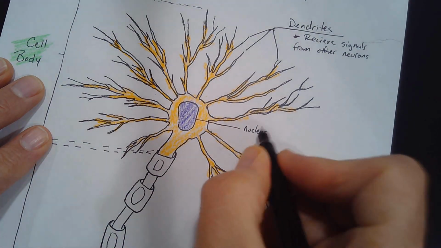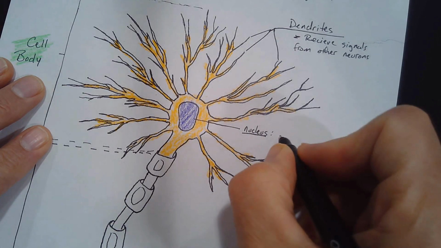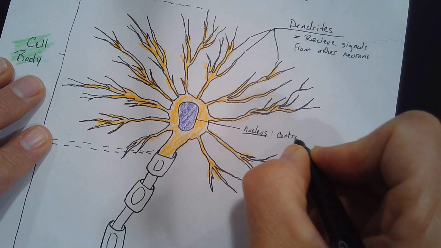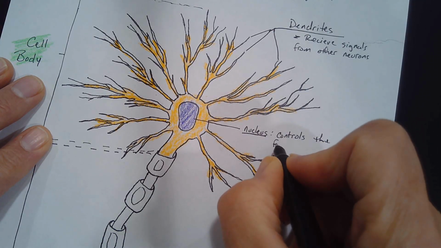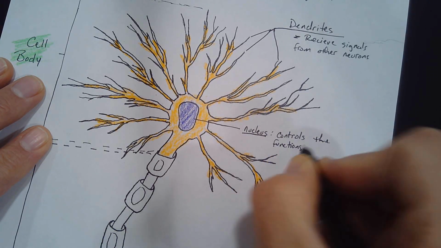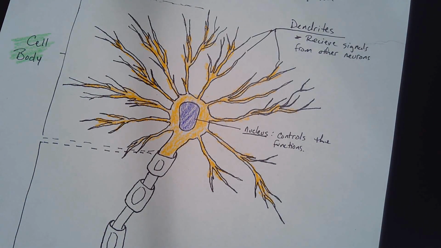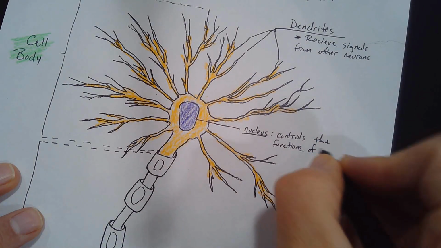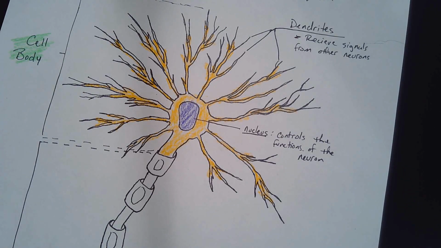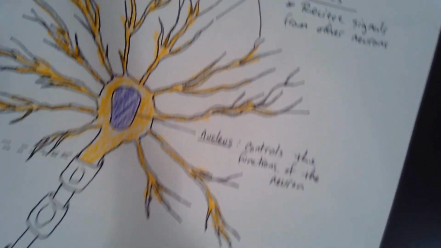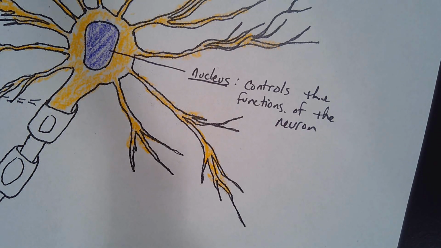Nucleus. So that thing in the center, that's like the brain of the neuron. It controls the functions of the neuron. Now I'll just put that there. All right, can you see that okay, or should I zoom in? Let's zoom in. Nucleus controls the functions of the neuron.